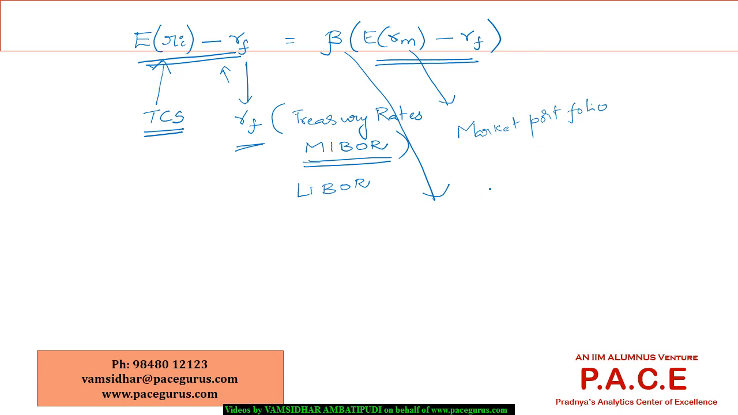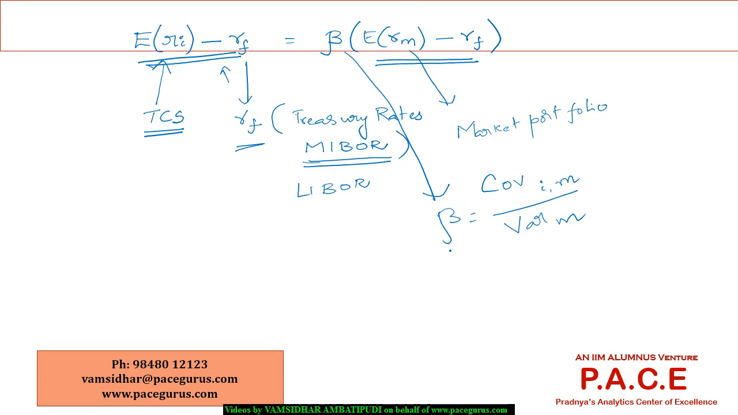And typically this beta is measured as the covariance between the individual security's return and the overall market return divided by the variance of the market returns. This is the traditional formula that goes towards beta. That is a measure of risk of that particular security.